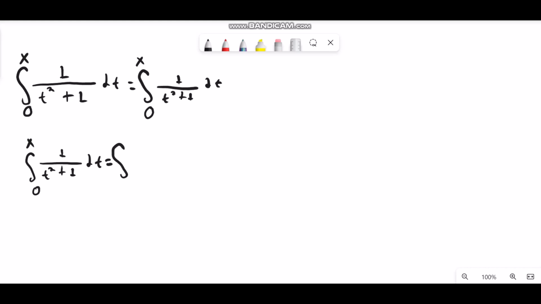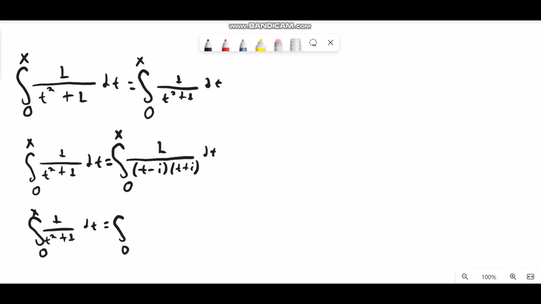On the right-hand side, we have integral 0 to x. I'm going to factor the denominator. So we know that t squared plus 1 can be factored to t minus i times t plus i. And now we still have the 1 on the top. Okay, let me just write this down one more time. Integral 0 to x, 1 over t squared plus 1 dt equals integral 0 to x.